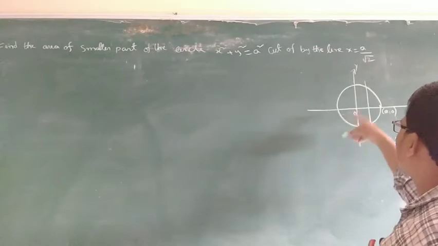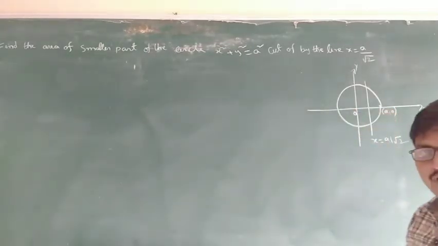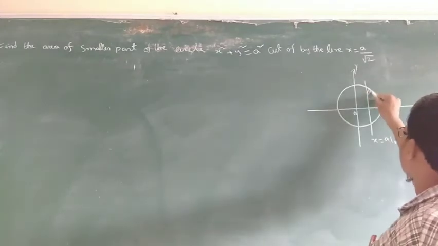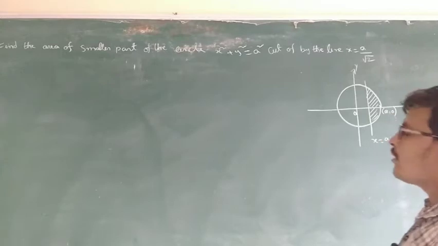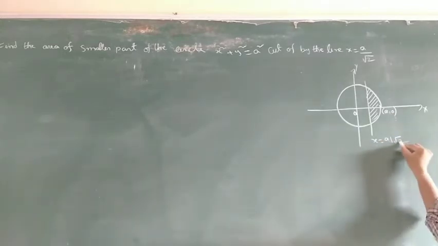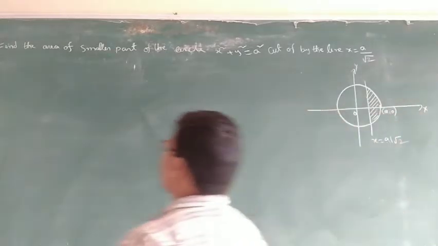So in the two parts, this is the first part and second part. What is the smaller part? This is the smaller part, starting from a by root 2, ending at a, so a by root 2 to a.